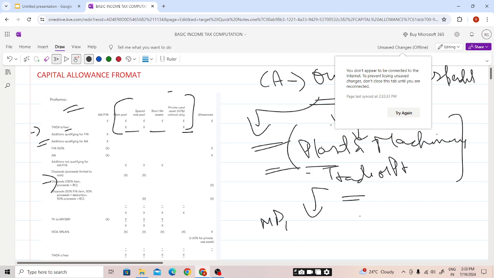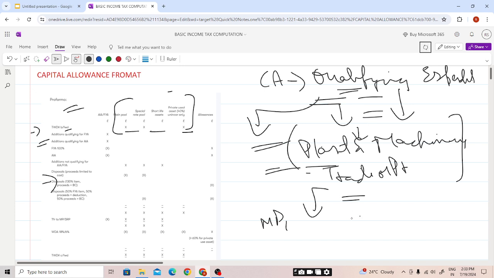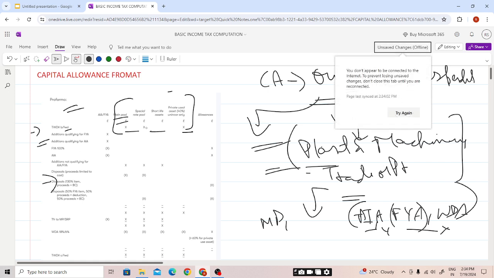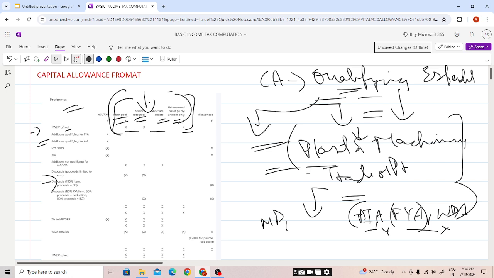So additions. Now we have seen, students, that we have 3 types of capital allowance: AIA, FIA and WDA. These 3 will not all be available for all the assets. Either AIA will be available, or FIA will be available; if AIA is available, WDA will not be. So we'll be seeing depending upon the type of asset. But now coming to main pool, special rate pool and short life, first we will be seeing whether the capital asset falls under which pool.